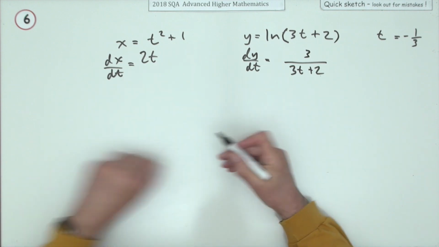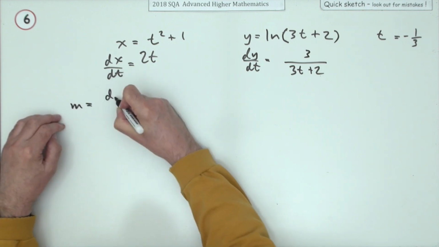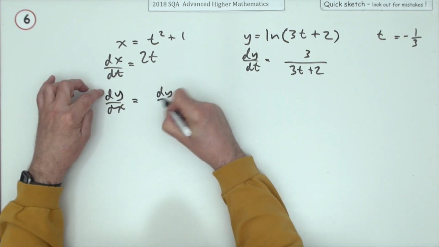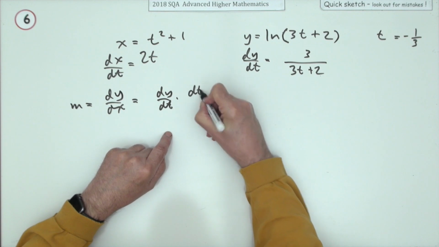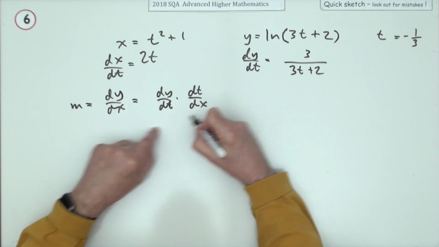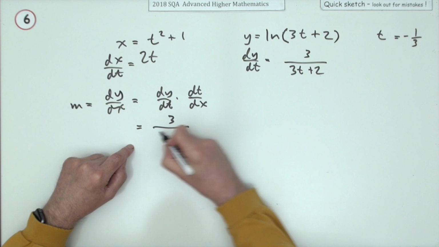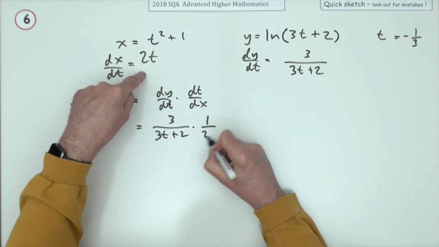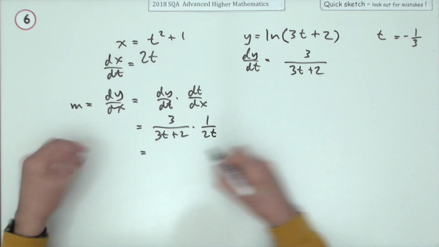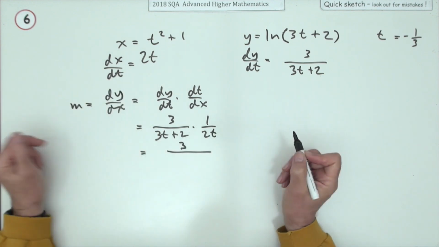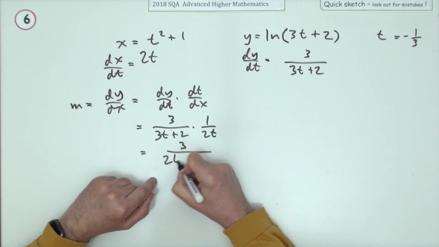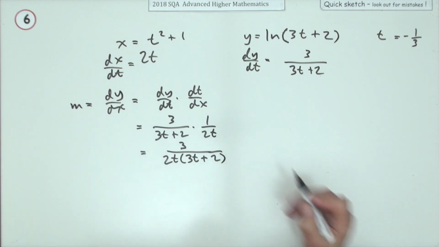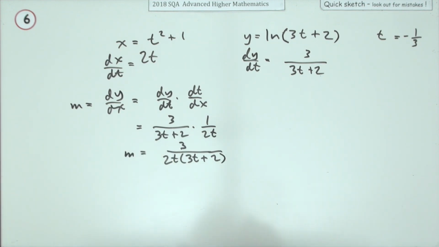But I don't want them, I want the gradient, and the gradient of the curve is given by dy by dx. Well, I can form that by taking dy by dt and multiplying by dt by dx. So that will be 3 over 3t plus 2 multiplied by 1 over this one. Now there's not a lot you can do with that. You can multiply into the two parts, or you could just leave it in the factorised form. They're not asking for an answer to this part anyway, so I'll just leave it like that for the gradient.